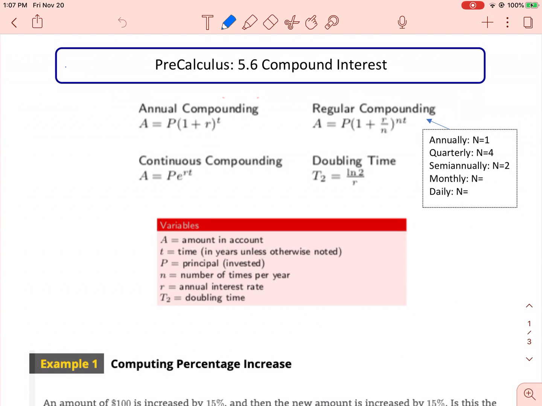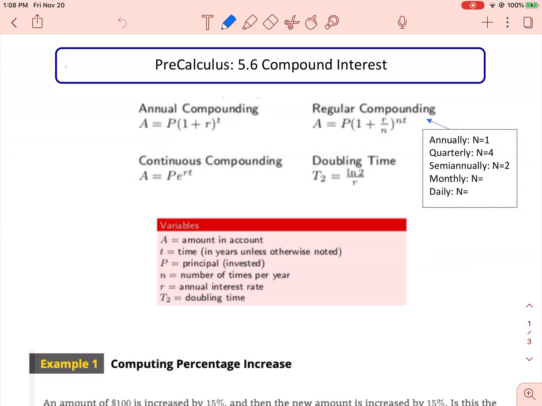Welcome, pre-calculus students, to section 5.6, talking about compound interest. So these are the four formulas that you are going to learn to love right now for pre-calc, and actually for the rest of your life. You're going to need them. It's going to be so awesome with loans and interest and all this fun stuff of being an adult. So learning it now is just a little preview of your future.